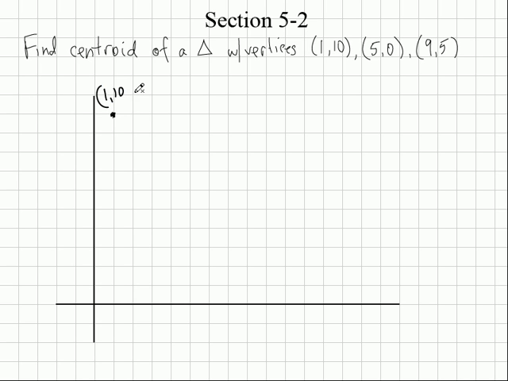1, 10. Then 5, 0. 1, 2, 3, 4, 5. That's 5, 0. And then 9, 5. That's 5, 6, 7, 8, 9. 1, 2, 3, 4, 5. Okay, so that's 9, 5.